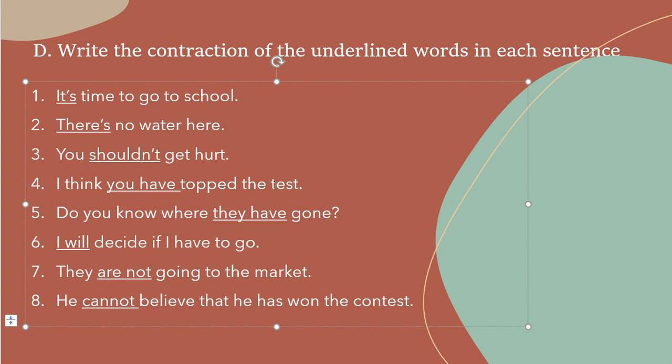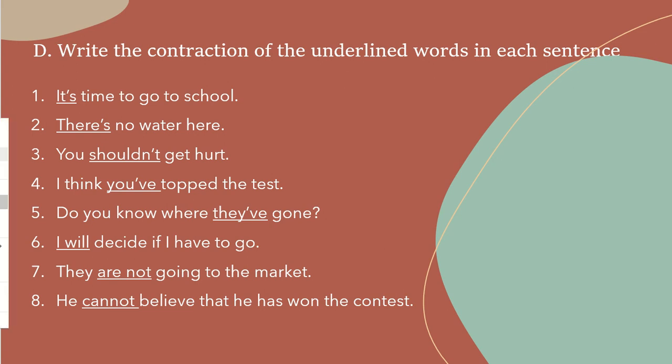I think you have topped the test. Okay, I think you have topped the test. In have, has, had we remove HA, so HA ko remove kiya, put an apostrophe. Okay, number four done. Similarly, do you know where they have gone? So HA ko remove kiya have mein fir se, put an apostrophe. Okay. And 6, 7, 8 is your PW. Fine.